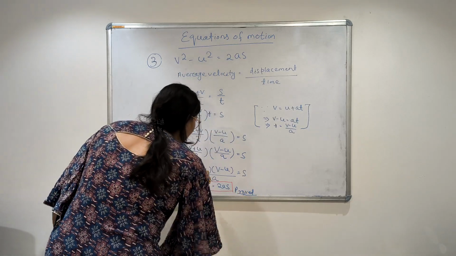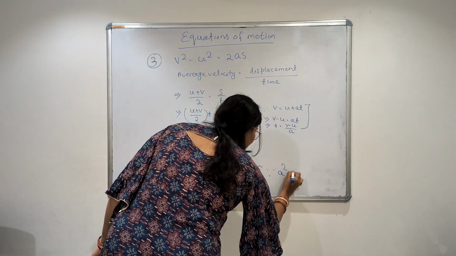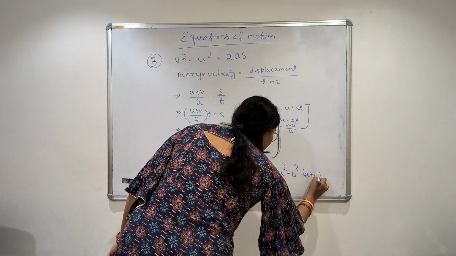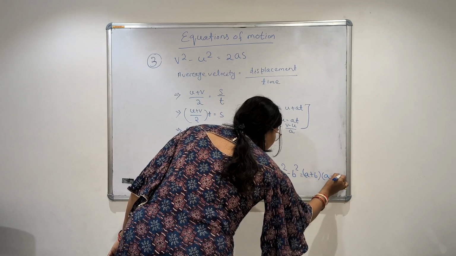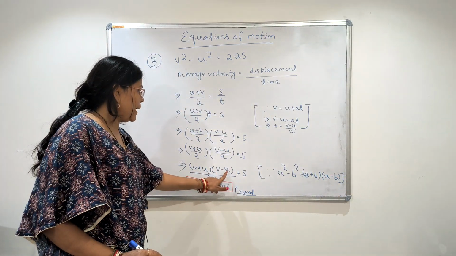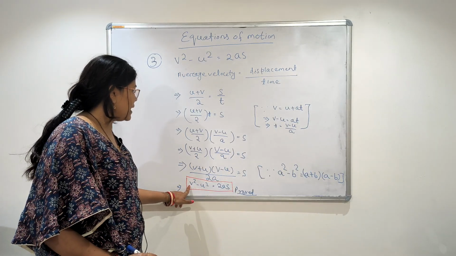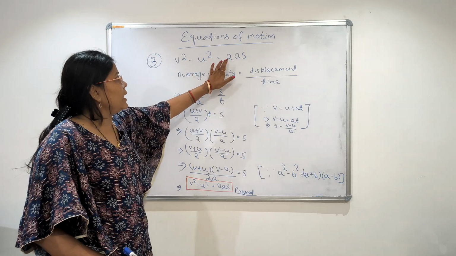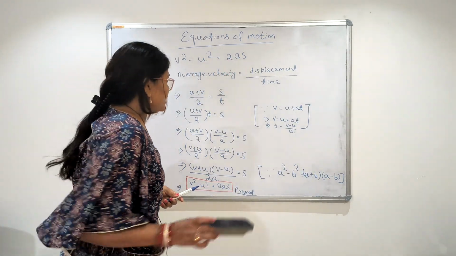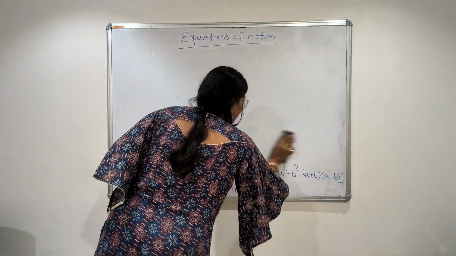Here, since we know a square minus b square is equal to a plus b into a minus b, applying this formula, v plus u into v minus u is equal to v square minus u square. So the third formula is what? v square minus u square is equal to 2as. So what are the three equations now? Now we can write the three equations.